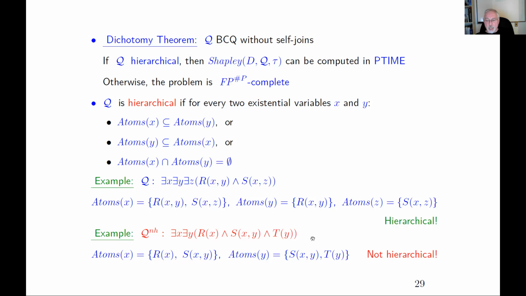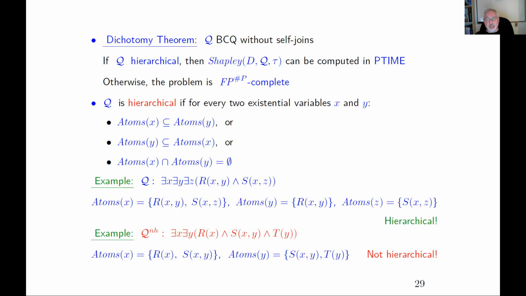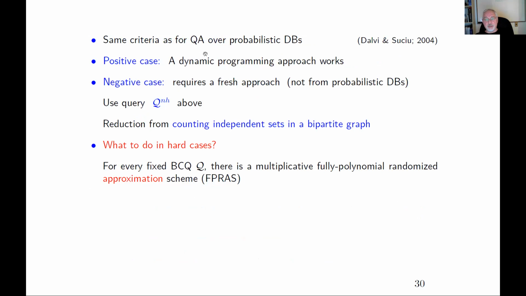So it's not hierarchical, and actually it's a very interesting query, a very useful query that can be used to establish different high complexity results in databases. So actually, these criteria that I have here are exactly the same criteria that we have for query answering over probabilistic databases. The positive case for polynomial time can be obtained by a dynamic programming approach. And the negative case, well, this requires a completely fresh approach. It's not something that we can get from the probabilistic database setting. At least it's not obvious how to do that.